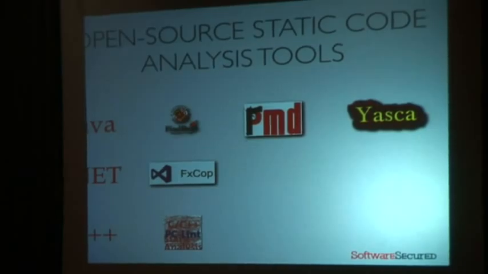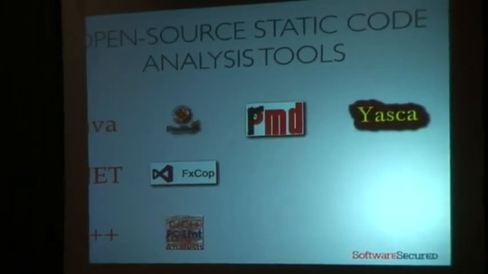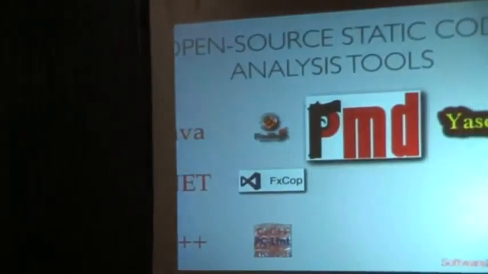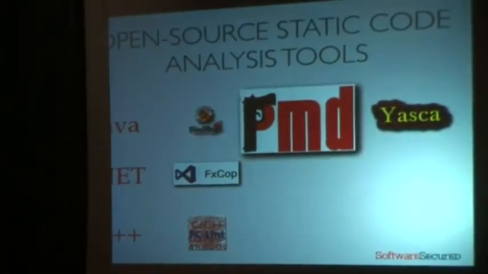There are a bunch of open source free tools at your disposal. For Java, you've got FindBugs, PMD, YASCA, which stands for yet another source code analyzer. Funny name. For .NET, you've got FxCop, and for C++, the good old famous PC-lint. So I'm just going to do a quick demo on how you can do your own static code analysis using one of those open source tools to look for dangerous patterns in the code.